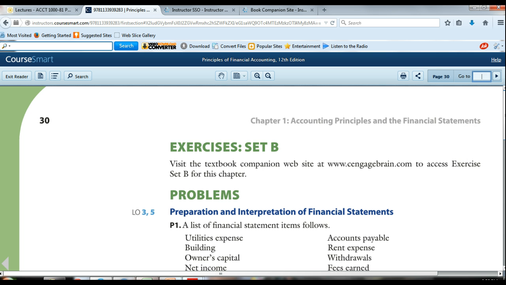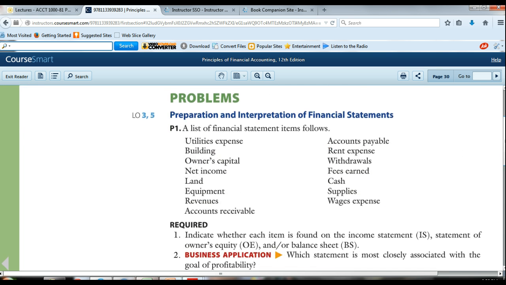What about net income? Where do we show that? Where? It comes from the income statement. You're right, it comes from the income statement. And where else do we use it? Owner's equity. Perfect. What about land? Balance sheet. What about equipment? Balance sheet. What about revenues? Yep.